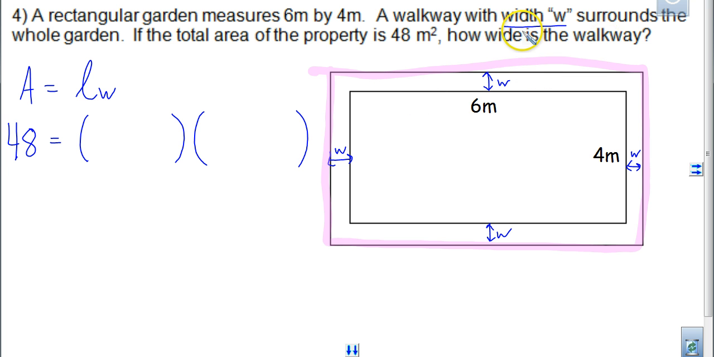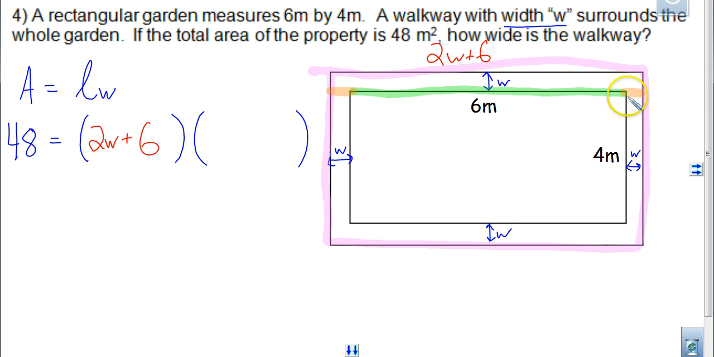So for the length, if I highlight in different color here, this length here is 6 meters, but that's only of the garden. We also have this length right here, which is width W, and this length, which is width W. So the length does have at least 6 meters, but it also has W plus W, which is 2W. So 2W plus 6 is the entire length of the property.